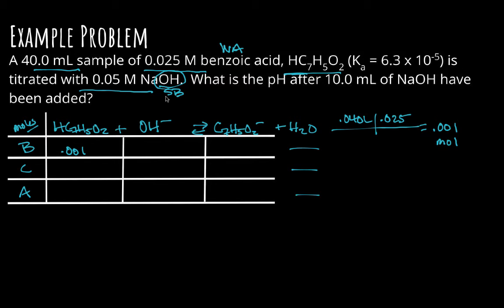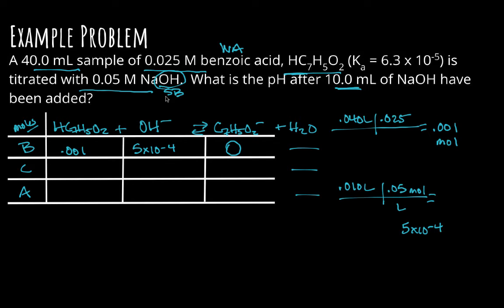And then I'm adding 0.010 liters, which is this 10 milliliters, of 0.05 mole per liter NaOH. So that's going to be 5 times 10 to the negative fourth. So that's my initial OH minus. And then for this one, because this is not a buffer, there's no C7H5O2 in there to start with.